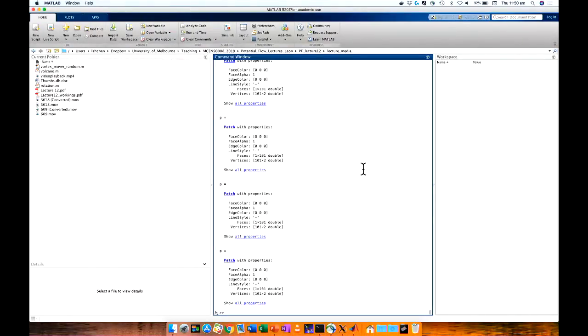Okay, so that's all for today's lecture. And on Monday, we will continue with looking at a flow with a doublet and a potential vortex. Thanks.